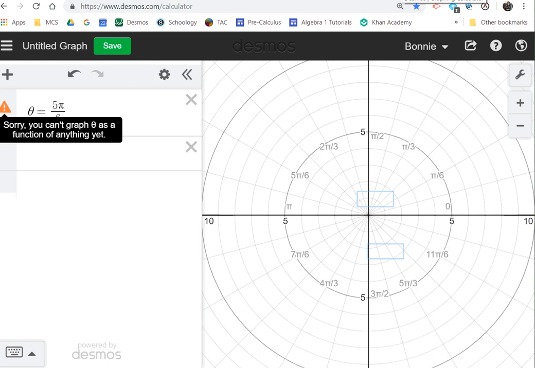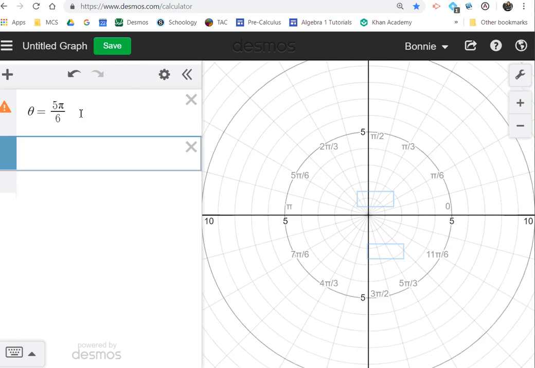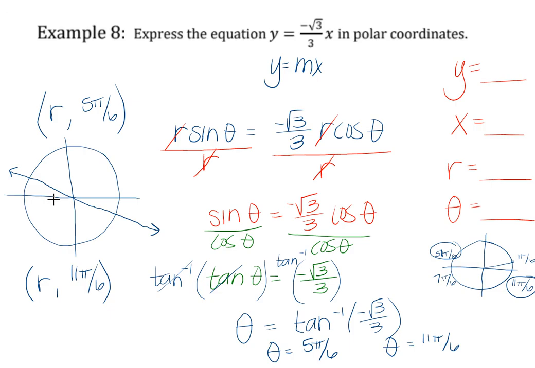And then in the polar grid, unfortunately, it doesn't really want us to graph it. If you try this on Desmos, it tells you that you can't graph theta as a function of anything yet. So we've stumped Desmos, but hopefully you can see why, when I explained it over here, those are in fact the same line.